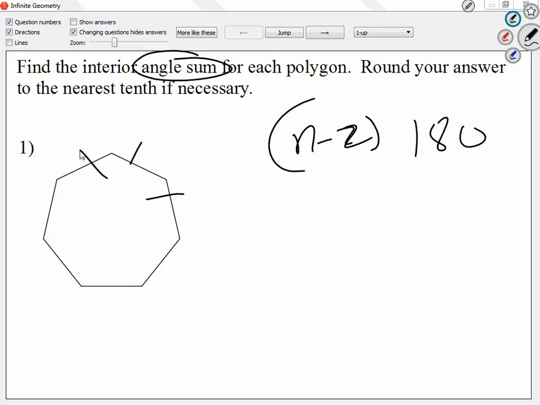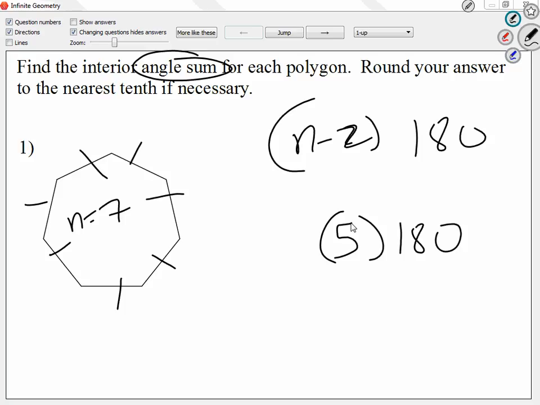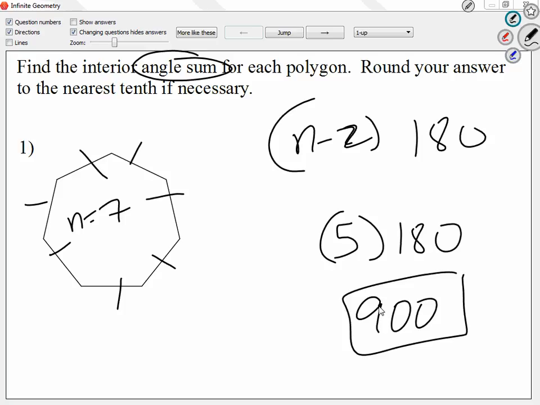So I'm going to count. There's 1, 2, 3, 4, 5, 6, 7. So that means n equals 7. So for me to find out how much they add up to, I'm going to go 5 times 180. Remember the 5 because it's n minus 2. That's where the 5 came from. So 5 times 180 is what? 900. So 900 degrees, so the angles on the inside, they add up to 900.